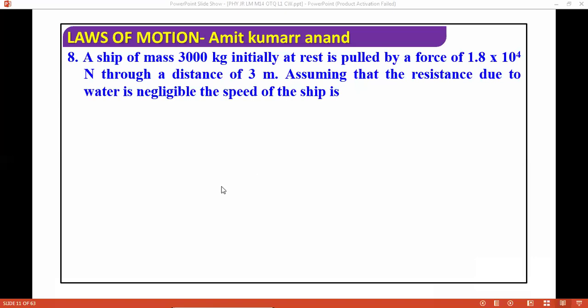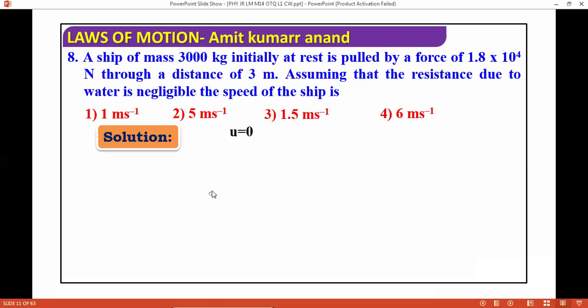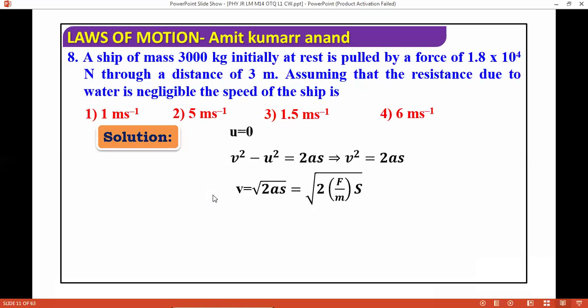No issue in it, because all the information is given in the question. Try to link all this. U is 0, v square, so v will come square root of 2as. You can apply directly here, so the formula will come like this: square root of 2F by m into s. I wrote this formula just for convenience. If you want to keep this formula in your brain, you can solve directly, otherwise go with the concepts as already explained. Once you put all the values, it will come root 36 meter per second, so we'll go with option number 4.